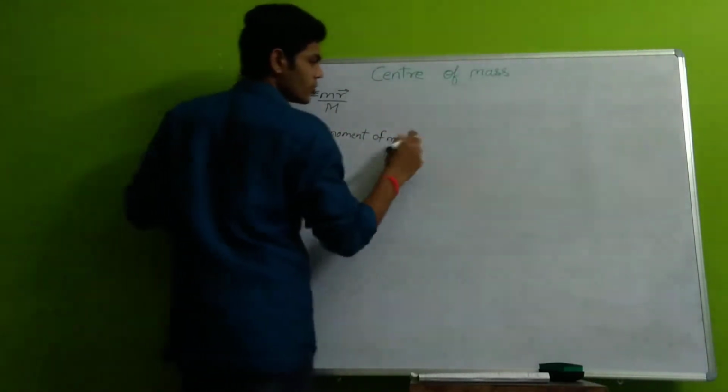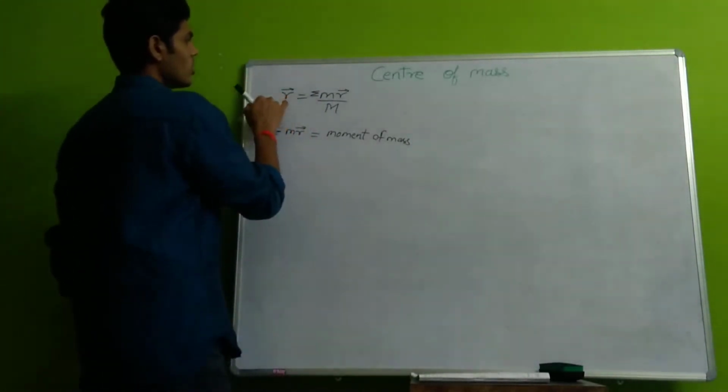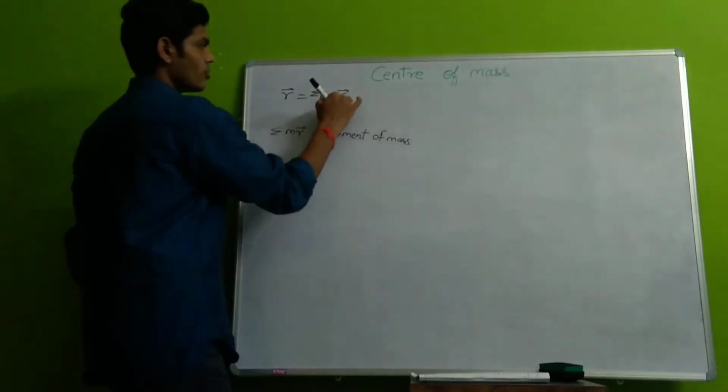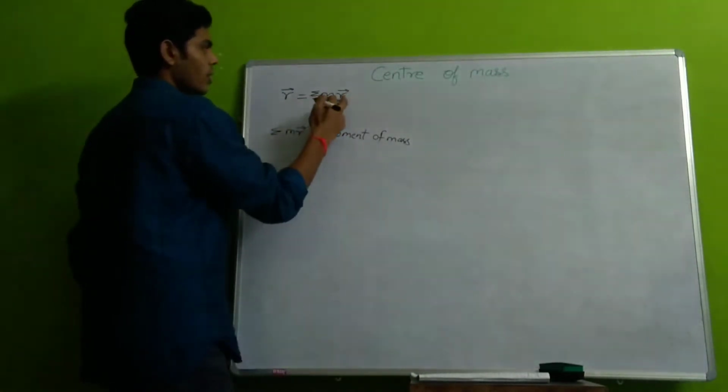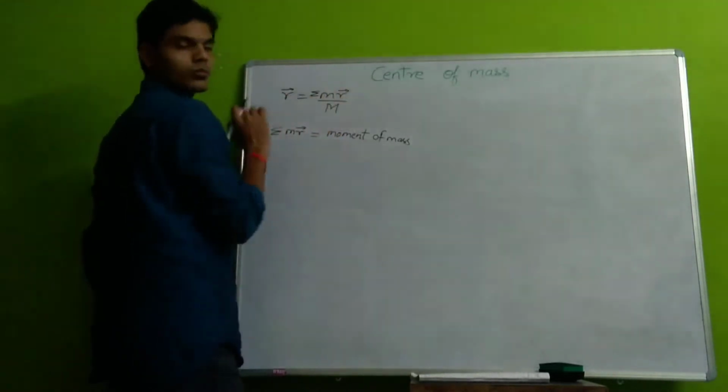This should be 0 about the center of mass. So this is the location of center of mass, and we can find it using this formula. And how do we write this r vector? We write the r vector from the origin.